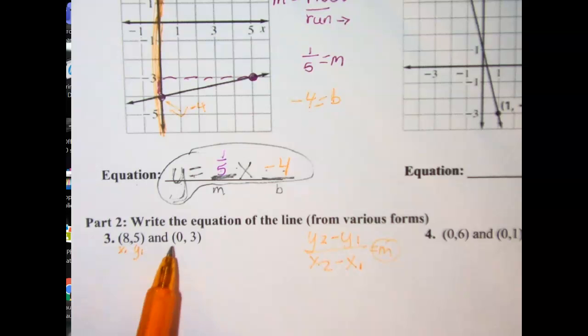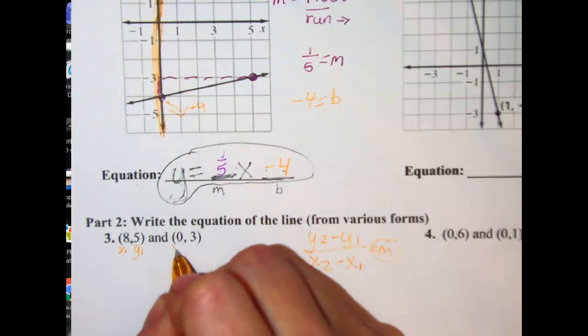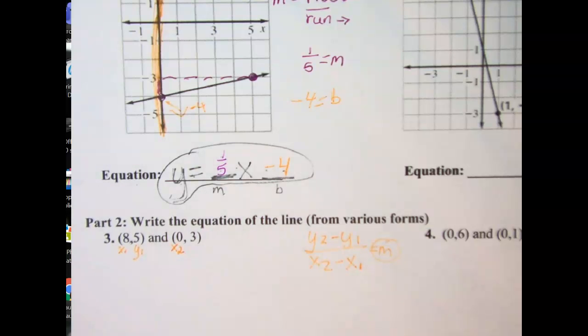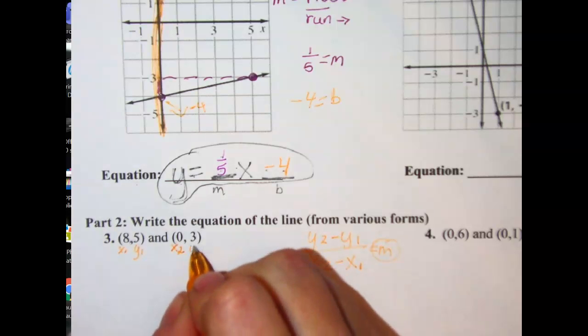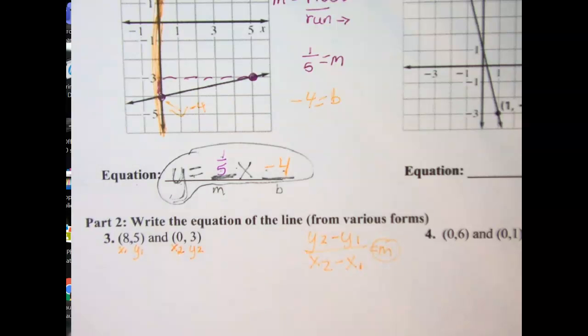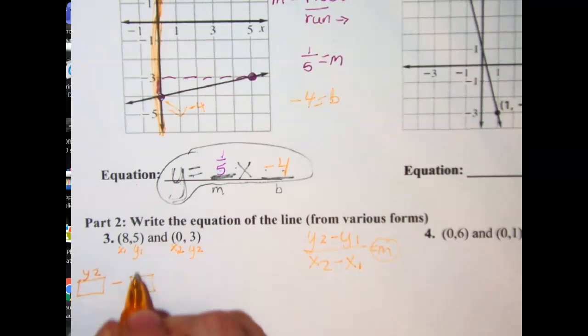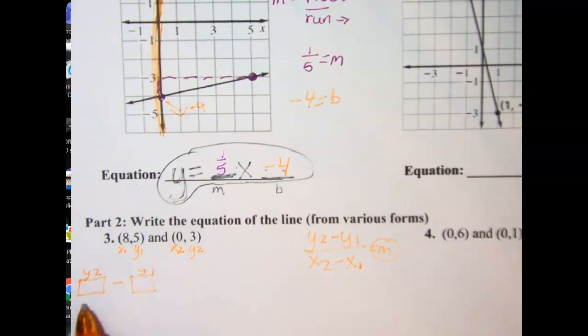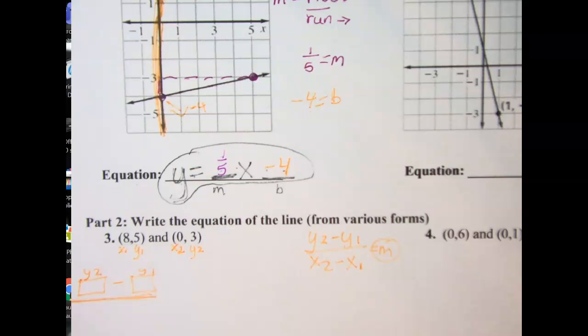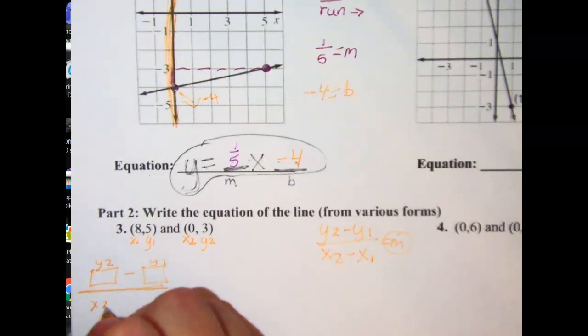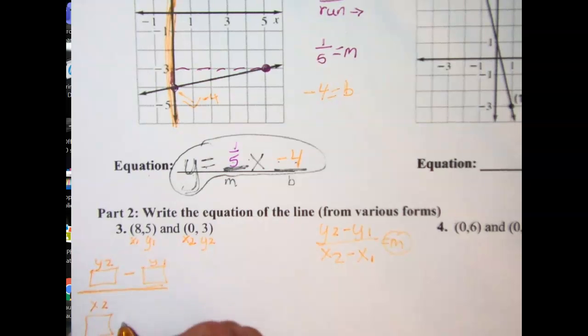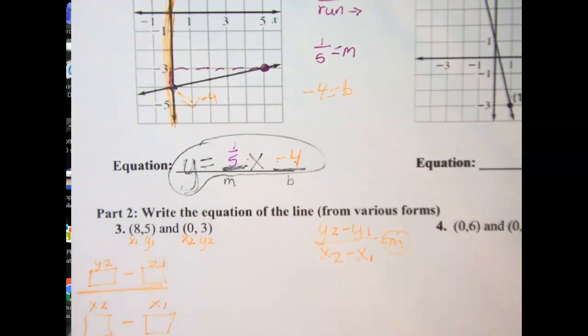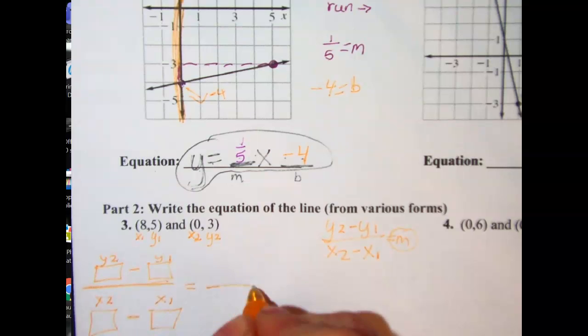So then when I go to the second ordered pair, this is my second x, so I name it x2. And then this one is y2. So then remember when we started this unit, I had you guys do the boxes so you could fill them in. We always know it's going to be y2 minus whatever y1 is. And then we put that over, just like a fraction, over x2. Again, I'm going to put the box minus x1. And then we fill them in and simplify.